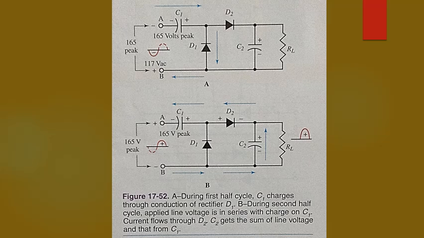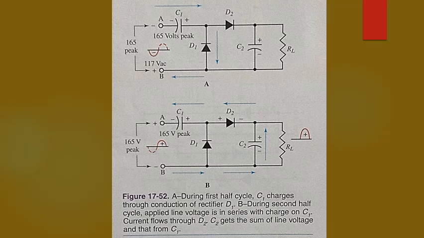Study figure 17-52. It shows the action in a half-wave voltage doubler circuit. In part A of figure 17-52, the input AC voltage is on the negative half cycle. As a result, point A is negative. Current flows from point A through the rectifier D1 and charges capacitor C1 to the polarity shown.